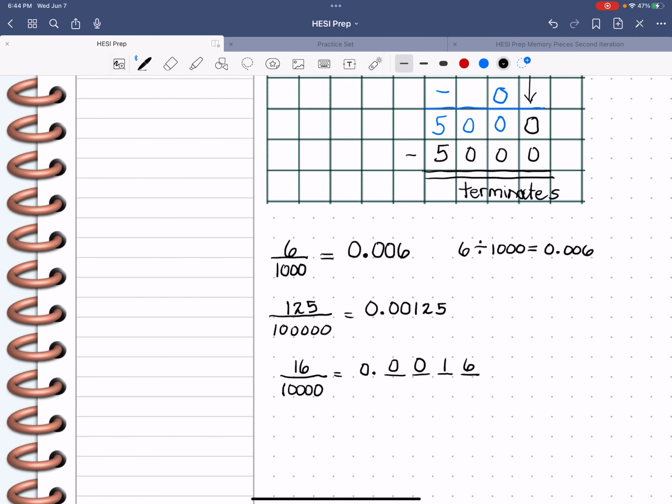Notice that all of these have denominators that are multiples of 10. So if that is the case, you can simply count your places out there. Or if you want to do it on the calculator, like that last one would be 16 divided by 10,000 equals the decimal that we got.